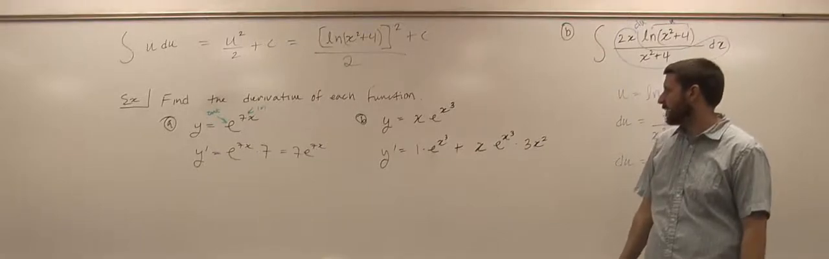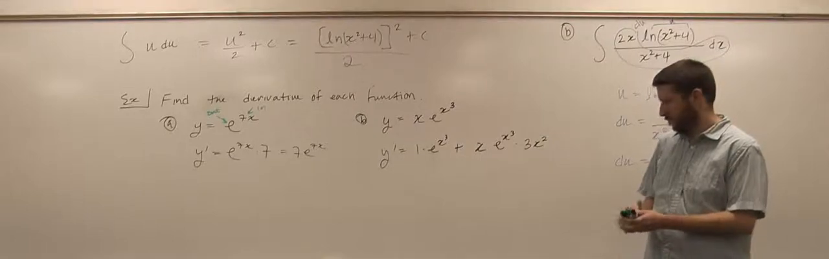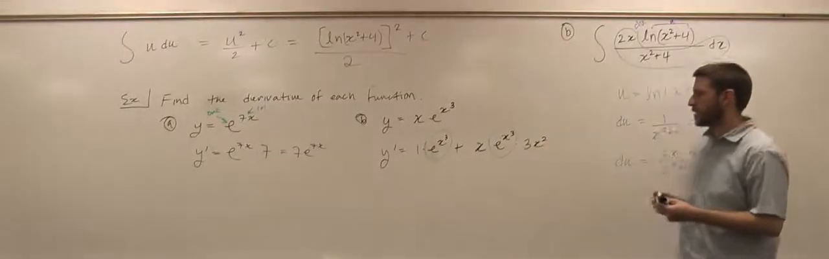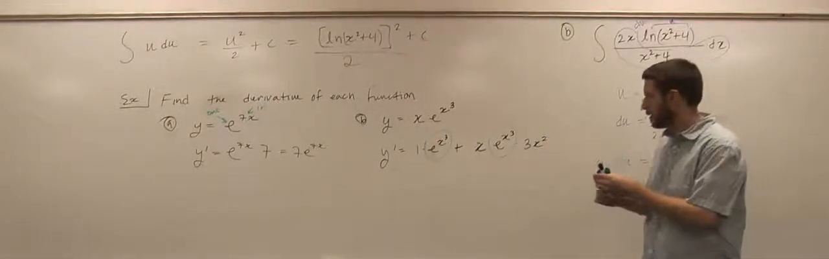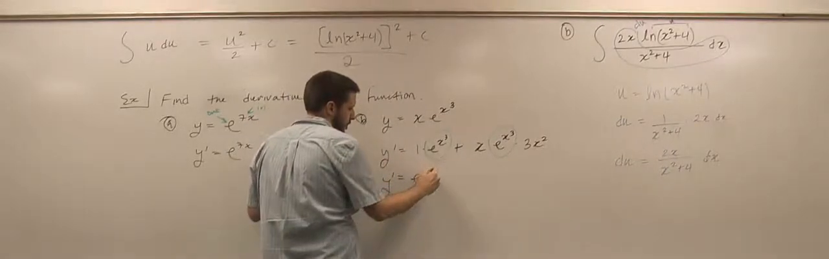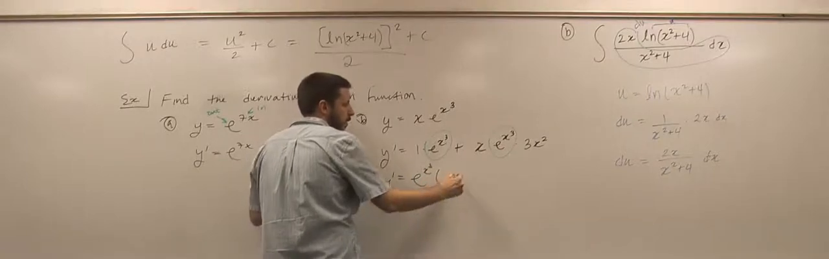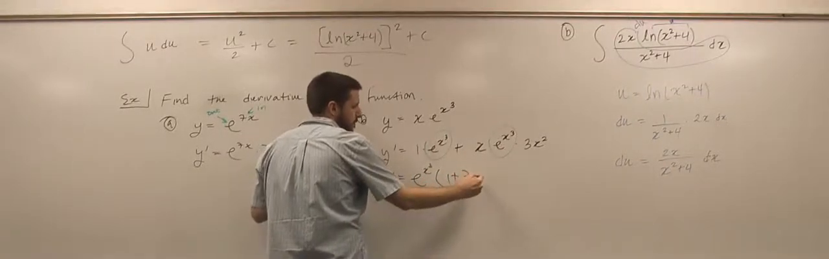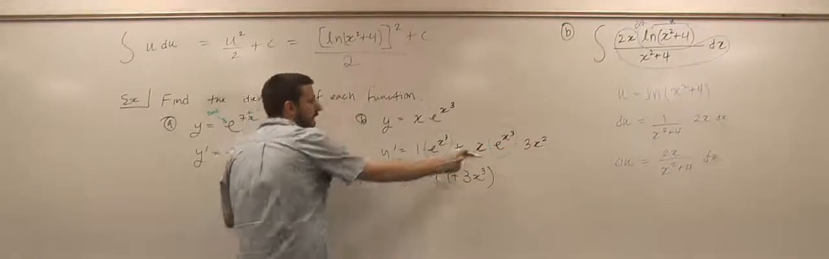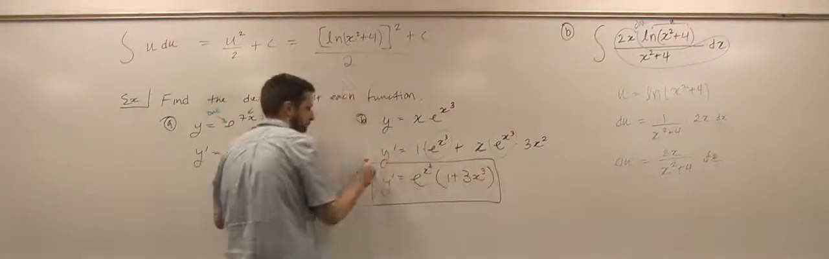How would you simplify this if you had to? Factor! You make this look a little prettier if you factor it, because there's an e to the x cubed in both of them, right? So I would pull that e to the x cubed out front. You're left with 1 plus 3x cubed, right? Because x times x squared is x cubed.